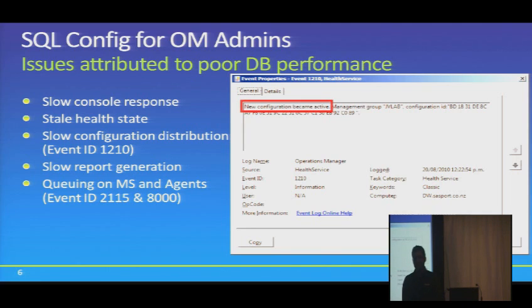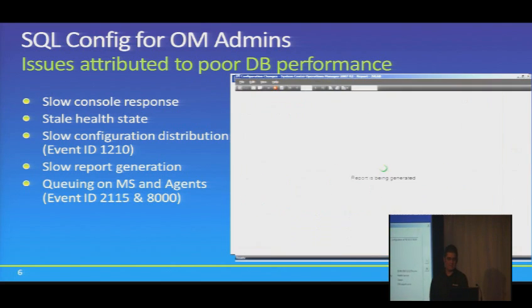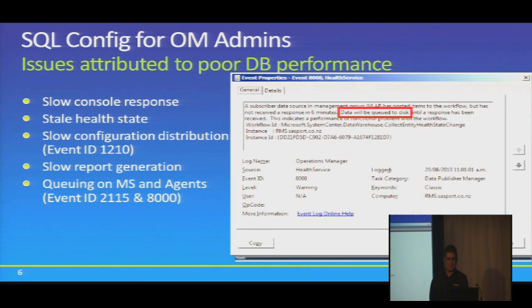This can also be really indicative of having too many management packs, or your discovery settings are not where they should be as well. It takes forever to generate a report, and one of the better ones where we see queuing on the management server and the agents. So event 2115 and 8000 has been thrown. So these are fairly or reasonably common indicators of detuned SCOM.